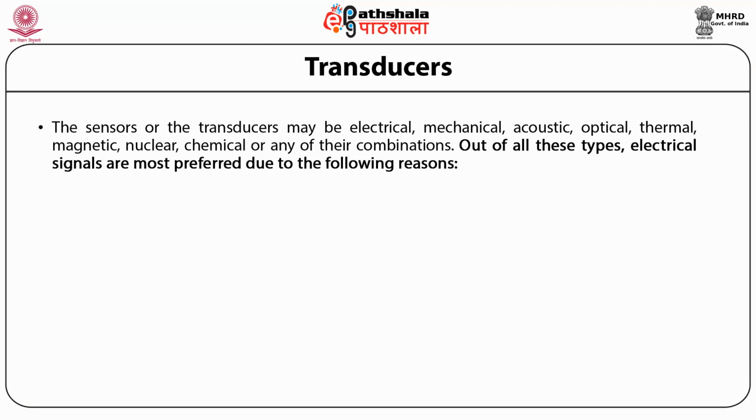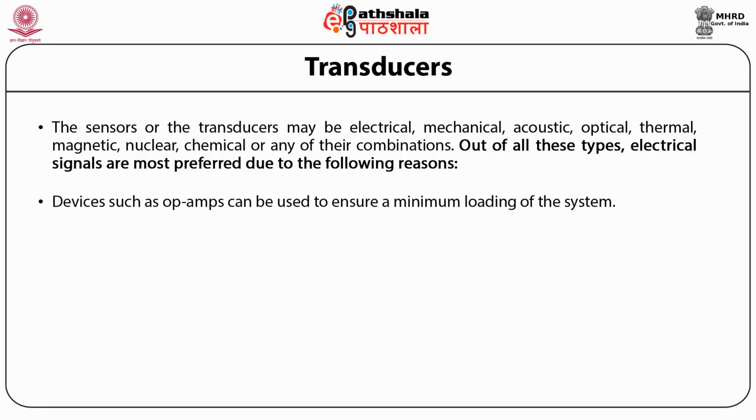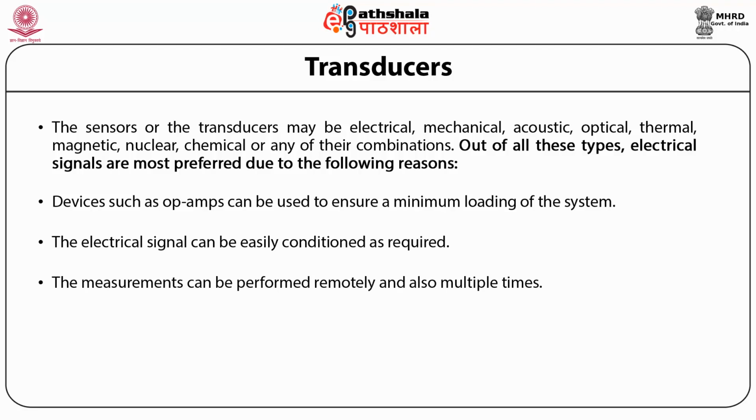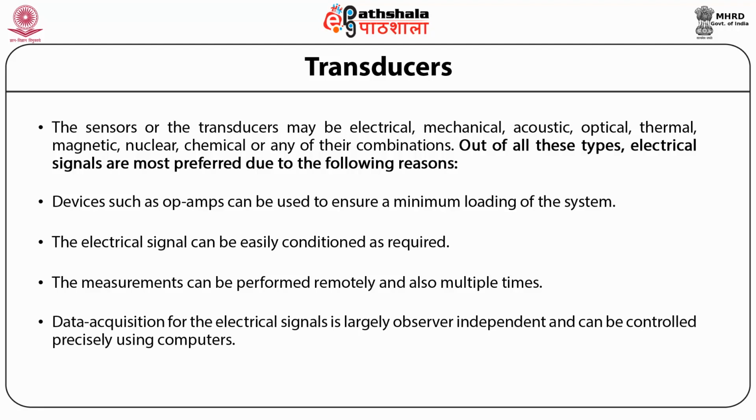The sensors or the transducers may be electrical, mechanical, acoustic, optical, thermal, magnetic, nuclear, chemical, or any of their combinations. Out of these types, electrical signals are most preferred for the following reasons. First, devices such as op-amps can be used to ensure minimum loading of the system. Second, the electrical signal can be easily conditioned as required. Third, the measurements can be performed remotely and also multiple times. Fourth, data acquisition for electrical signals is largely observer independent and can be controlled precisely using computers.